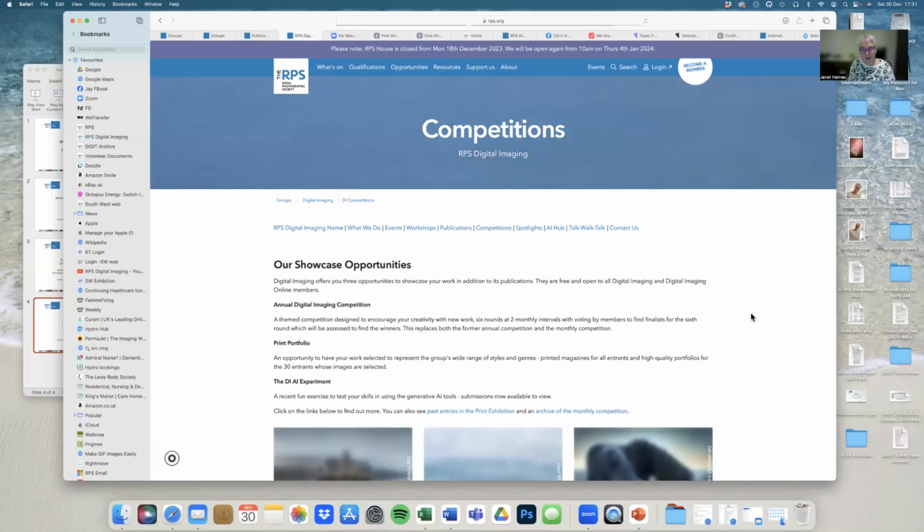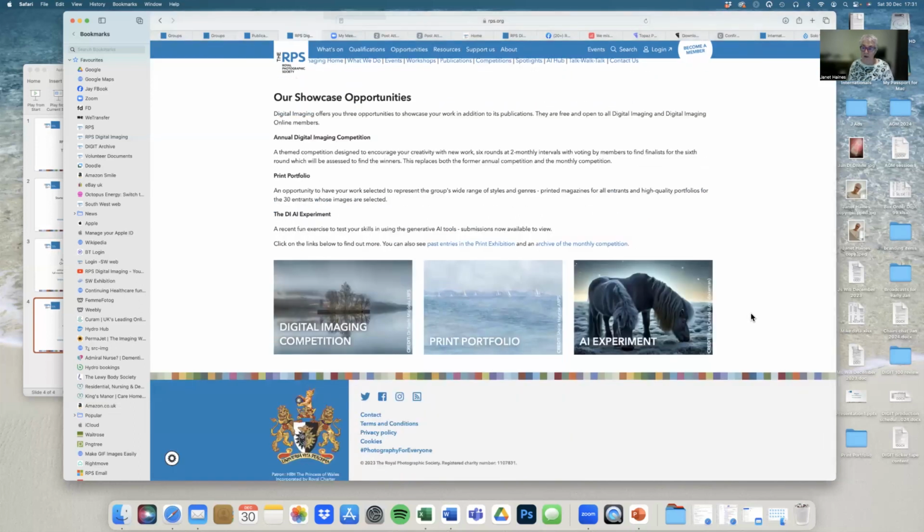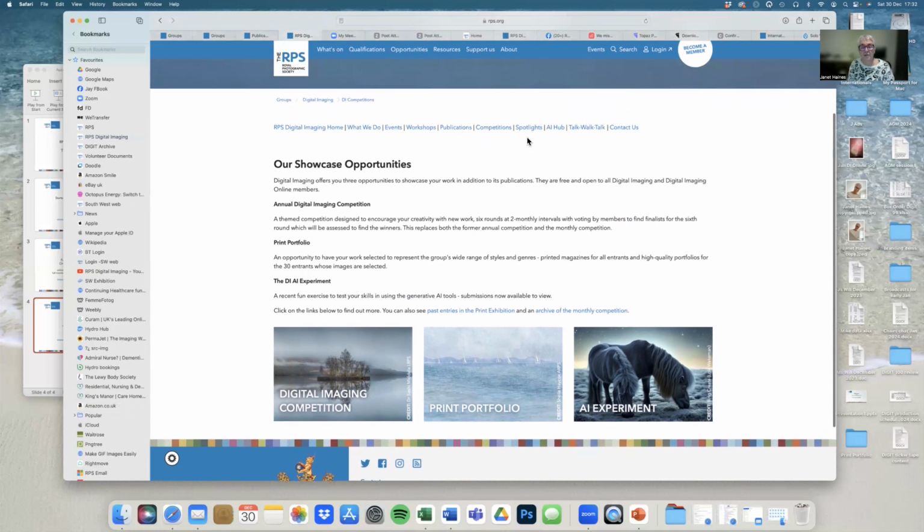Competitions, we do have two competitions a year, but they are for Digital Imaging Group members only. So one is an online competition, and the other is print portfolio. However, we do have a special arrangement for the print portfolio where we print pictures for our international members. So if you're a member of the DIG, you can enter into that.